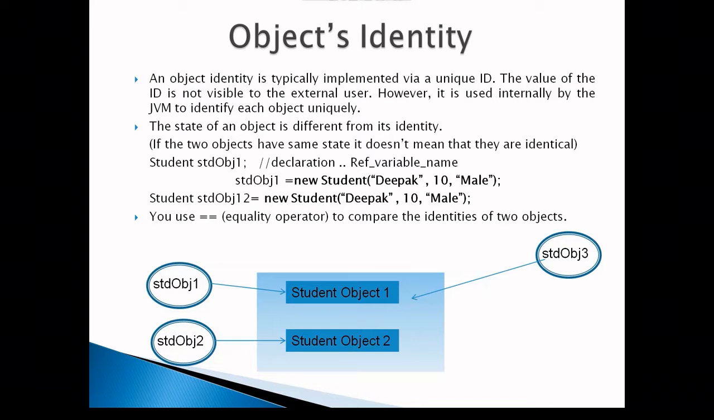So here we created the two objects. See, here I would like to clear one thing also: the state of an object is different from its identity. If two objects have the same state, it doesn't mean that they are identical. So we created the two objects, three objects actually. See, in this student, study obj1 and study obj2.